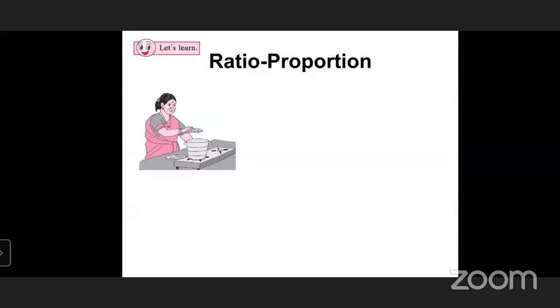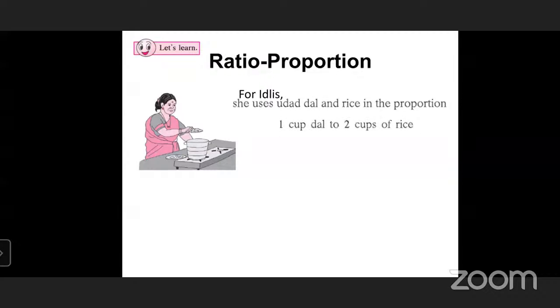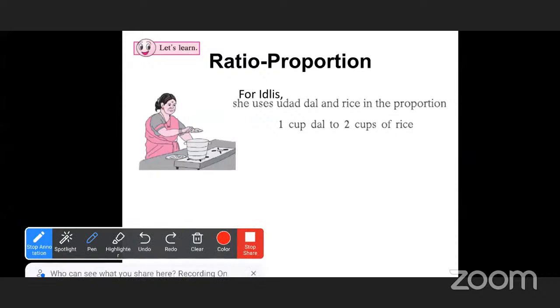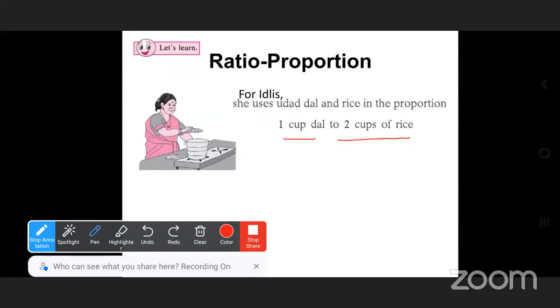There's an aunt named Janaki Amma, and she makes very delicious idlis and dosas. For making idlis and dosas, she uses different proportions of dal and rice. For the idli recipe, she uses urad dal and rice. In what proportion? If she is using 1 cup of urad dal, then she is going to add 2 cups of rice. That is the proportion she is using.